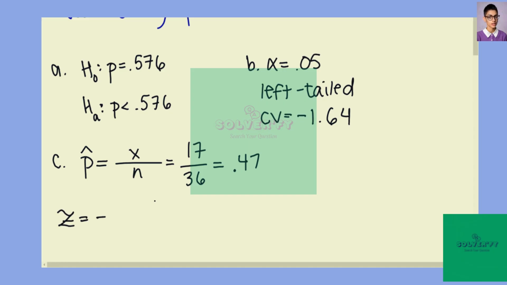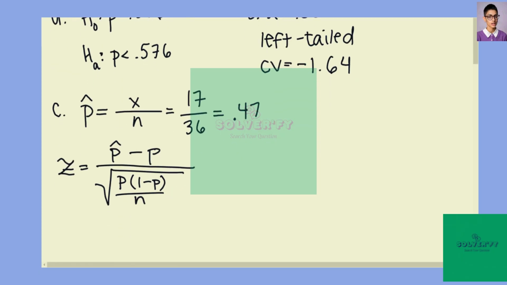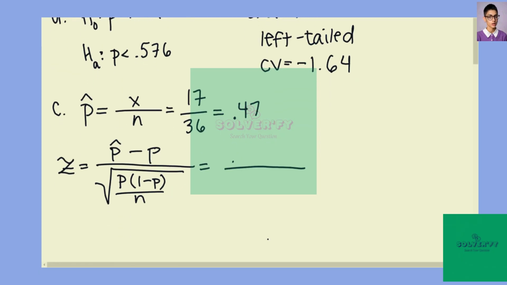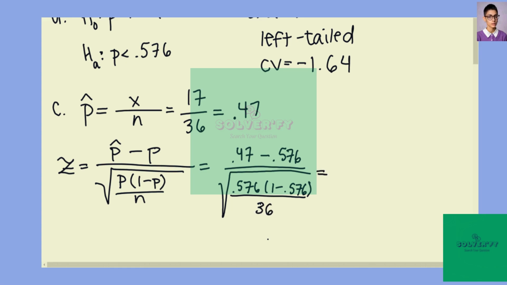So now we need to find our z value, and z is equal to p hat minus the claimed p, all over the standard deviation, which is the square root of p times 1 minus p over n. So if we plug in the values that we have, 0.47 minus 0.576 over the square root of 0.576 times 1 minus 0.576, all over 36. And that gives us a z value of negative 1.26.